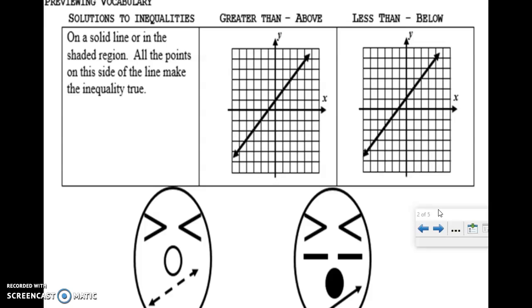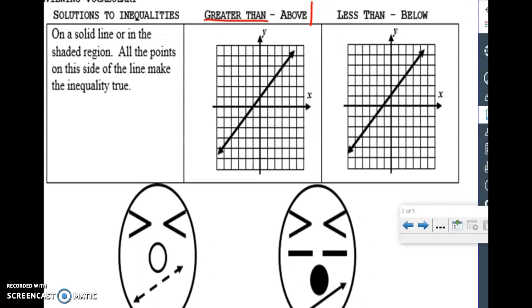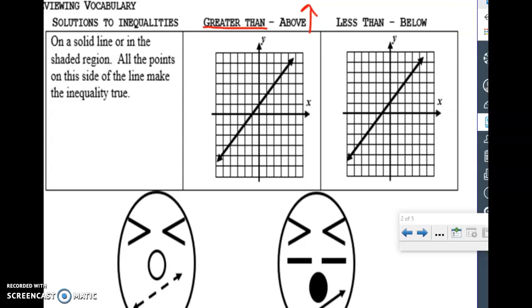Solutions to inequalities are on the solid line or in the shaded region. All points on this side make the inequality true. So let me show you what I'm talking about. If we have a word or an inequality like greater than, that means you want to shade above the line. So what I mean by that is if I have a line graphed, then you want to shade this side of the line. So basically use your common sense to know that greater than is above, and in that area is the place where the solutions are, where the answers are.